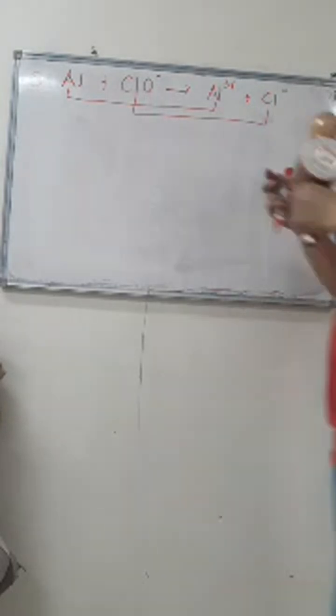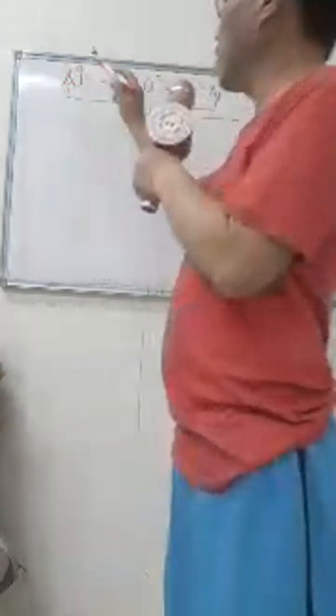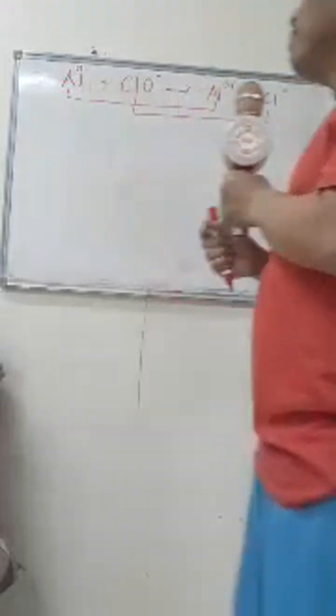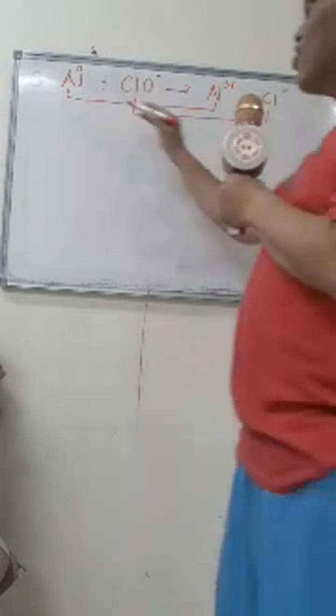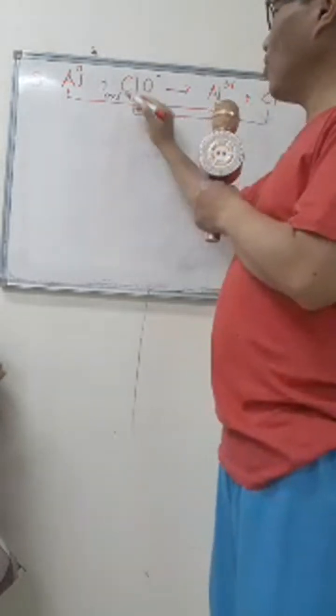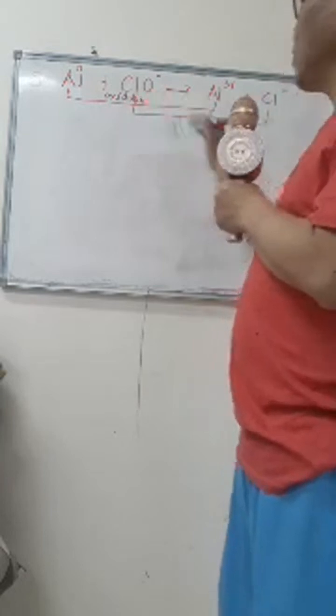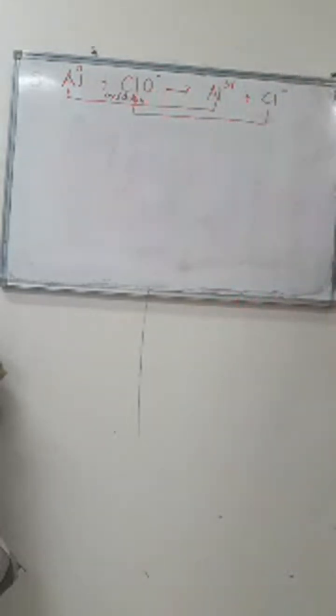So, aluminum, free state, so 0 oxidation number. Aluminum goes to aluminum 3 plus, so it is less in the reactant, the aluminum. So it loses electrons, so it is oxidation, or increasing oxidation number. Now take a look at your hypochlorite and chloride. Since you do not know yet the oxidation number of chlorine, we need to solve for that.